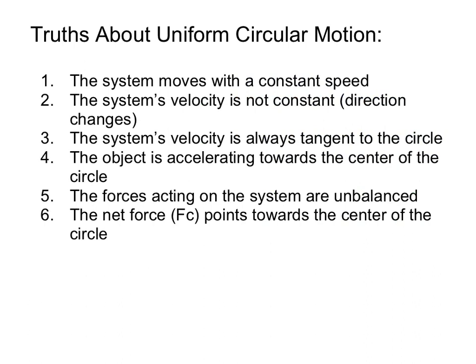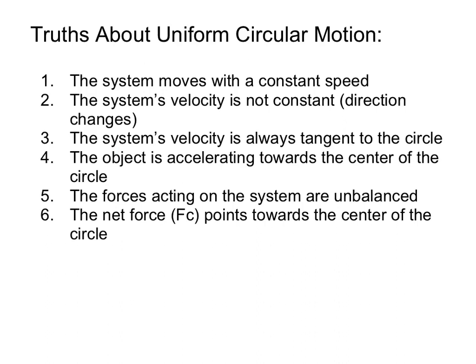All right, so if you saw my post-lab video about uniform circular motion, we've got these 6 ideas that are true about objects that are undergoing uniform circular motion. So we have the system where the object moves at a constant speed. The system's velocity is not constant. And these first two can coexist by remembering that velocity is a vector, so it has direction also. So it's not that the value of the velocity is changing, it's the direction of the velocity that changes.